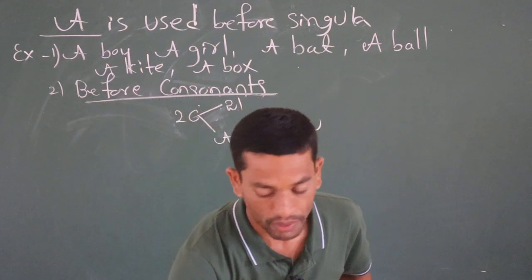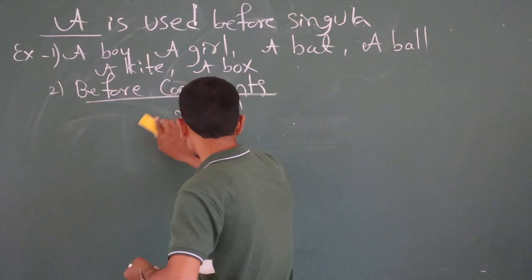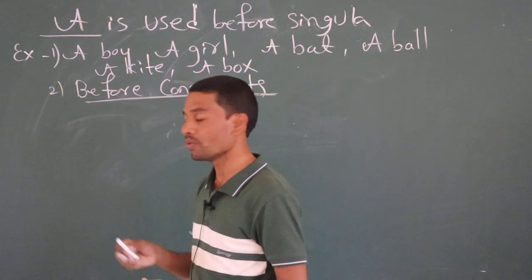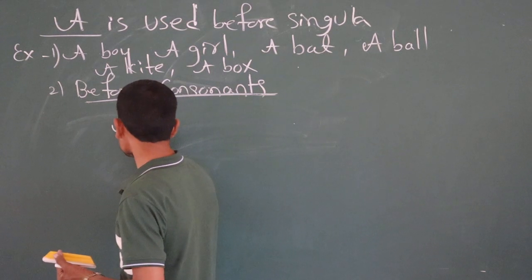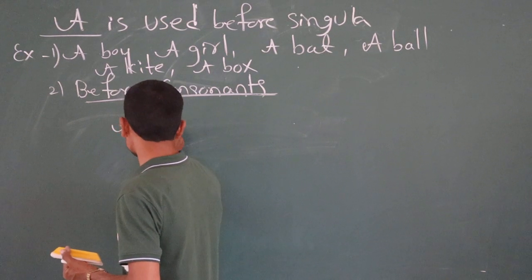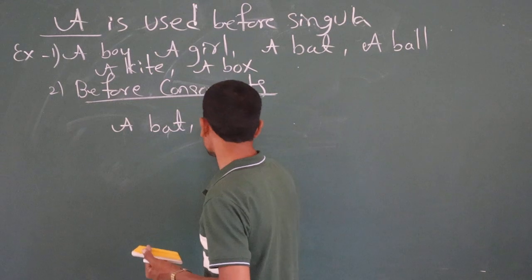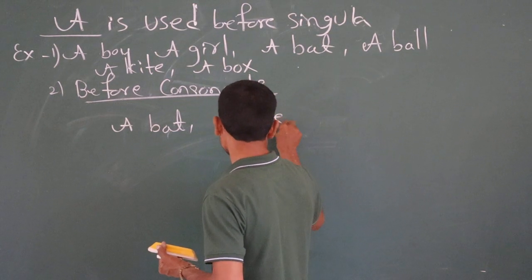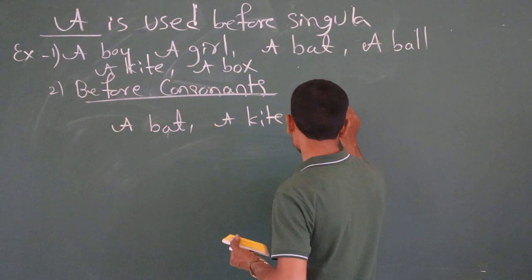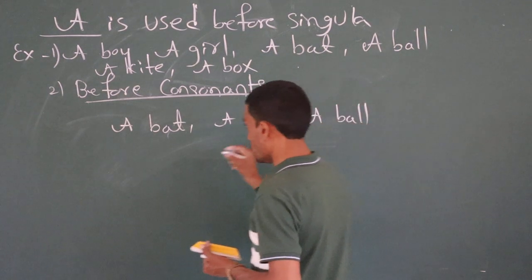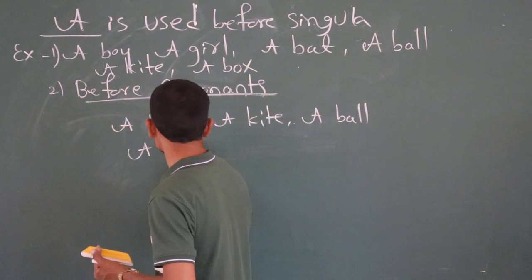I will give some examples before consonants. Before a consonant, we have to use the article 'a'. The same examples we can use: a bat, a kite, a ball, and a dog.